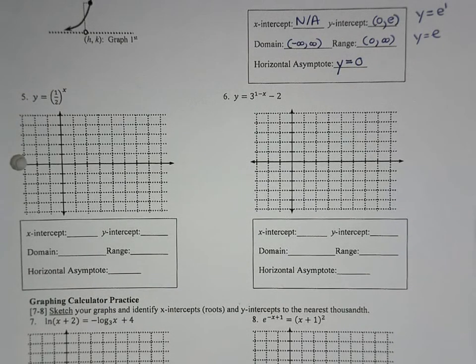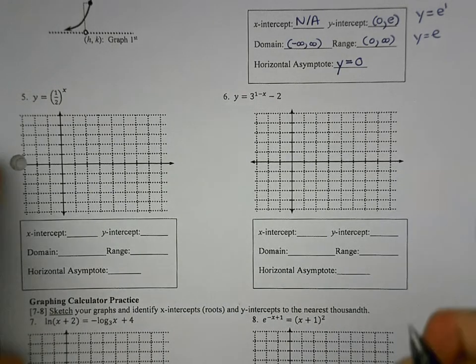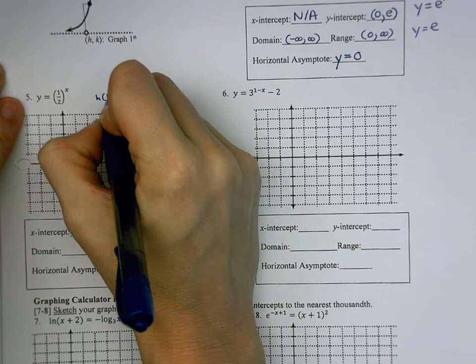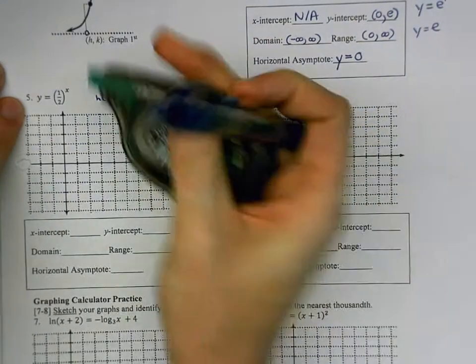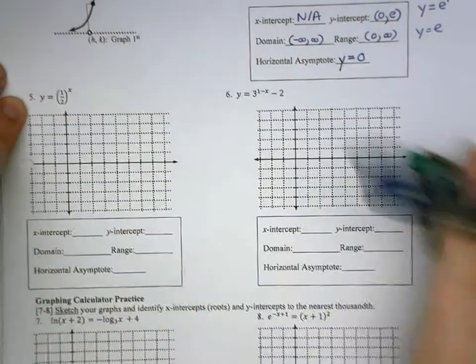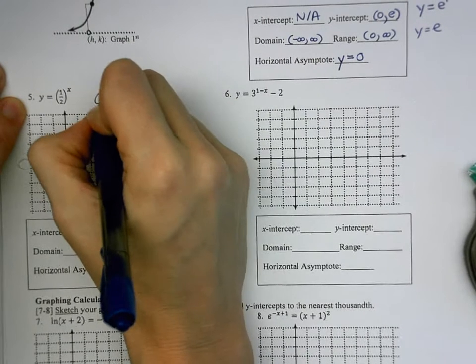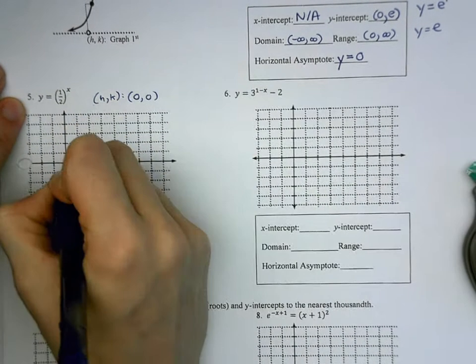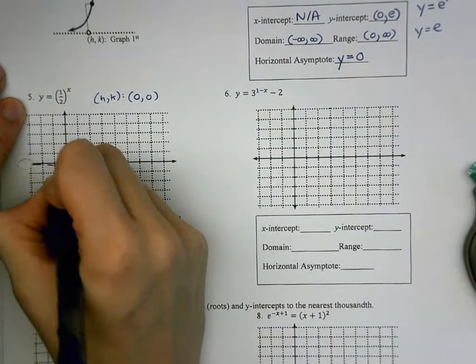Okay? And so number 5. We've got it already in standard form, so my HK is what zeroes out my x and y components. And so in this case, my HK would be 0, 0 for my horizontal asymptote.